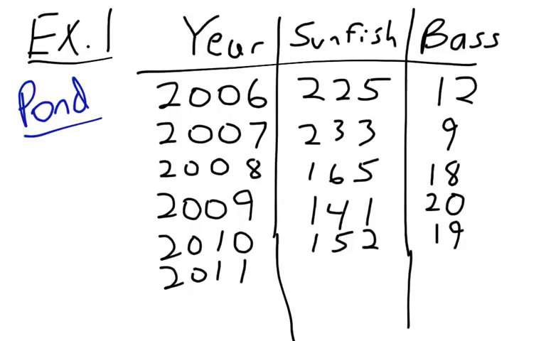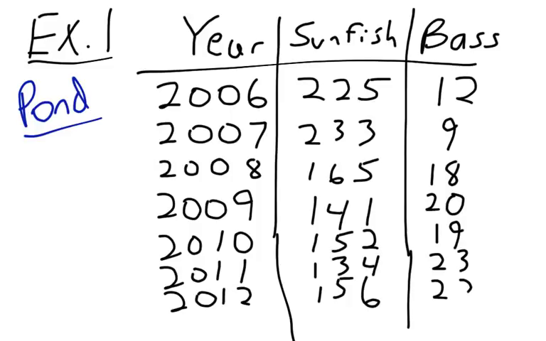2011, 134 sunfish and 23 bass. 2012, we have 156 sunfish and 22 bass. And the last year we're going to record is 2013. We have 130 sunfish and 20 bass. Alright, make sure you have that data down, and we're going to use our 4 steps to graph this data and make a prediction as to how many sunfish will be in the pond based on how many bass we observe.